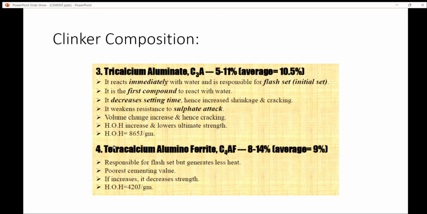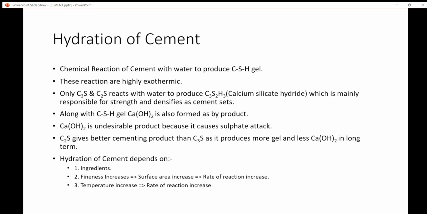And the last and fourth one is tetracalcium aluminoferrite, which we denote as C4AF. It is around 9% of the whole. It is responsible for flash set, but generates less heat. It has the poorest cementing value. If it increases, it decreases the strength of the cement, and heat of hydration is 420 joules per gram.